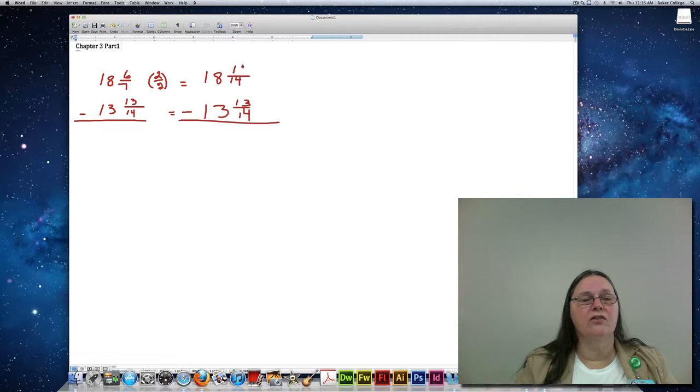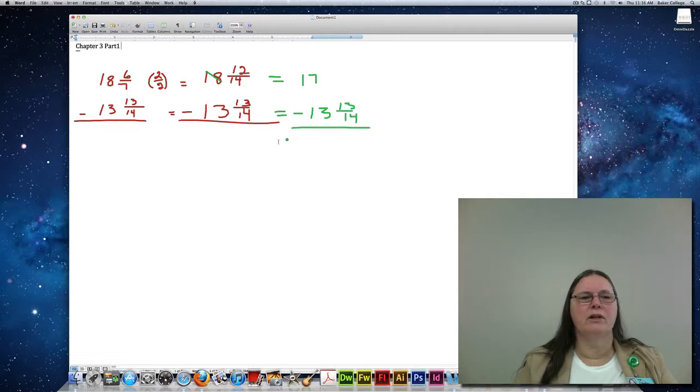Now 12 is smaller than 13, so I have to borrow from that 18. In order to borrow, I'm taking out 1, so that leaves 17 things. Of course, our bottom just stays the same, so let's line all that up so that you can see that this stays the same.